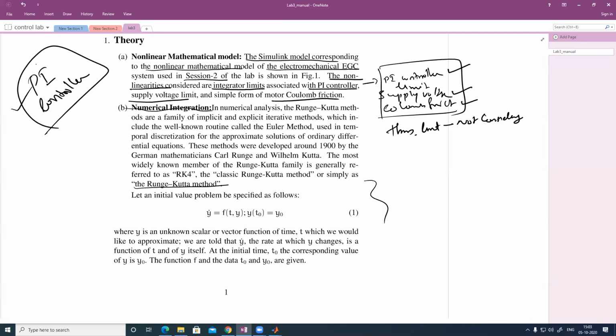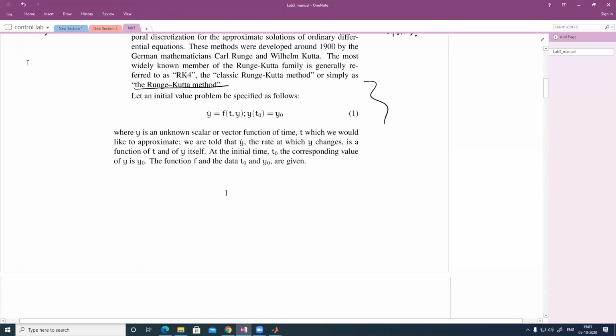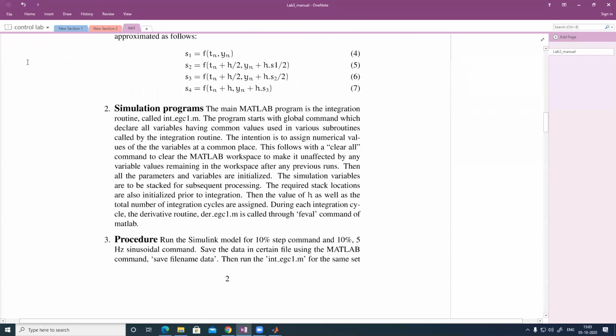This RK4 algorithm is taken in the class, and the simulation process is the integration routine. That routine is named IND underscore EGC1, which I mailed you already. The derivative routine I also mailed you. The derivative routine is called by the integrating routine, which is the calling function. This one only you are doing.